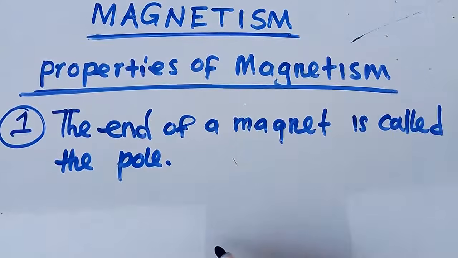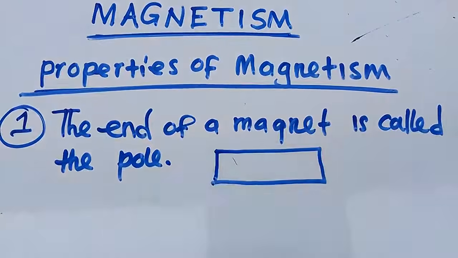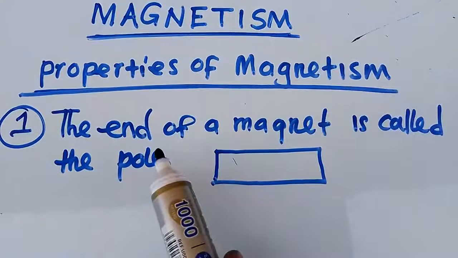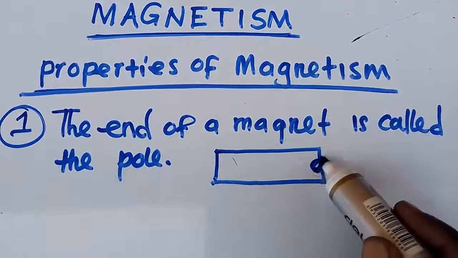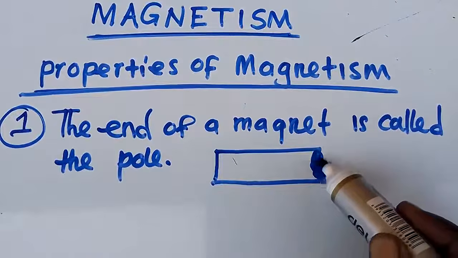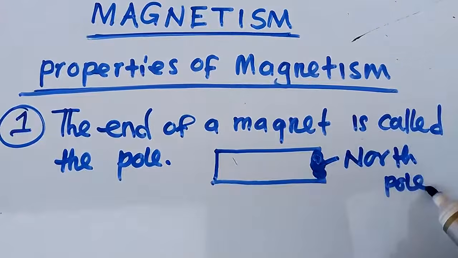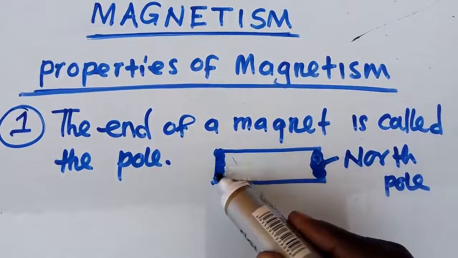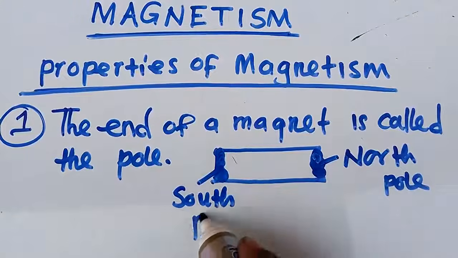If a magnet hangs on a spring, one end points toward the north, the other toward the south. If this is a bar magnet, I'm saying that the end of a magnet is called the pole. So this end here, the end of this magnet, is a pole. If this is the north pole, then this other end will be the south pole.